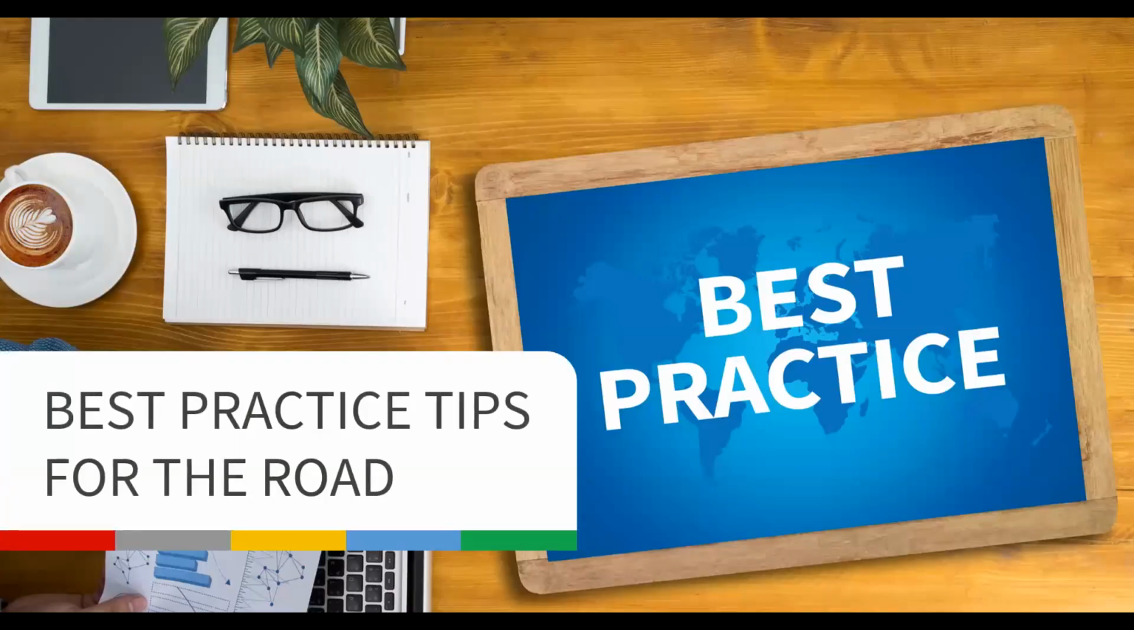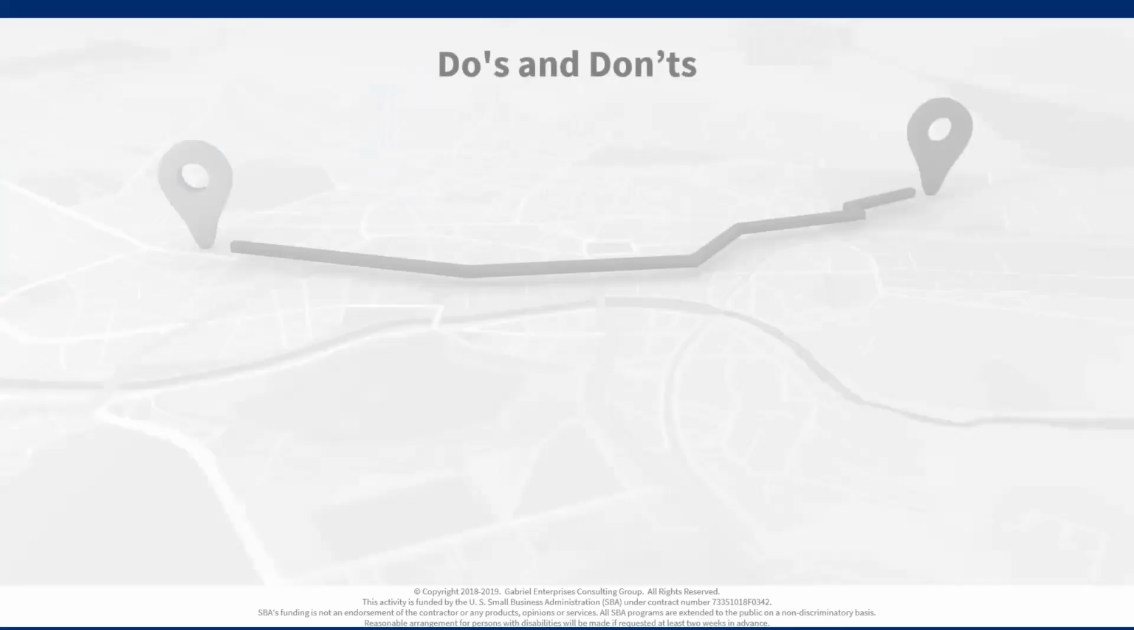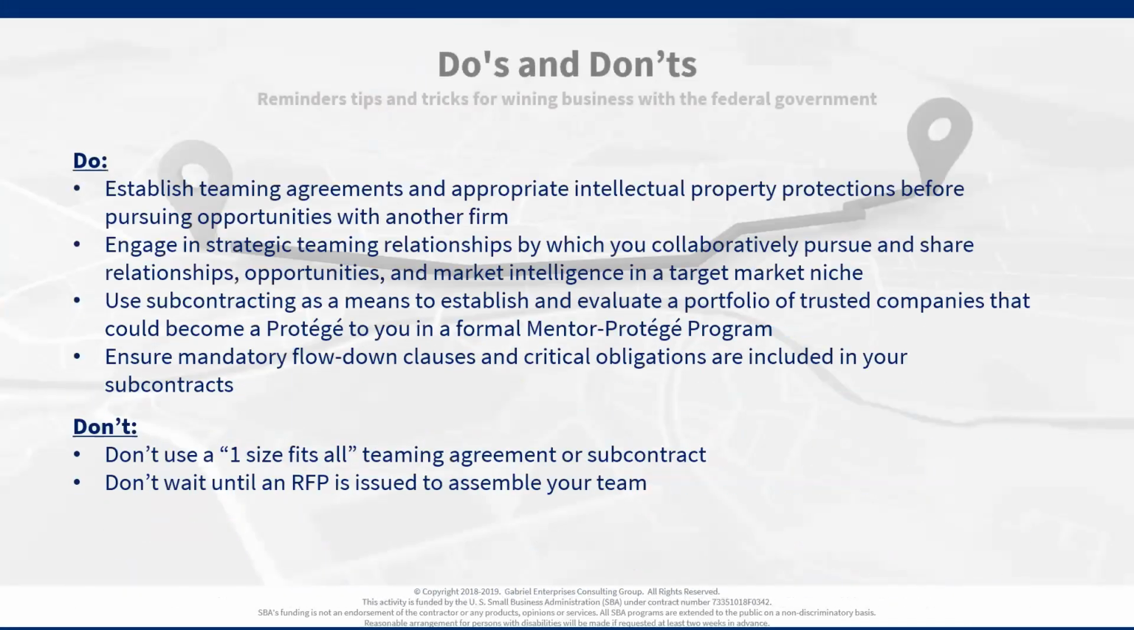And then I'll leave you with a few do's and don'ts here for the road. We mentioned a lot of these, but I will start at the end here. Don't use a one-size-fits-all teaming agreement or subcontract. Make sure you tailor that to the specific parties and the specific solicitation. And you want to make sure you're having a written teaming agreement. And then you can really expand your foothold in your team of parties that you work with. So it's a great way to really expand your business development. I'll turn it back over to Jason.